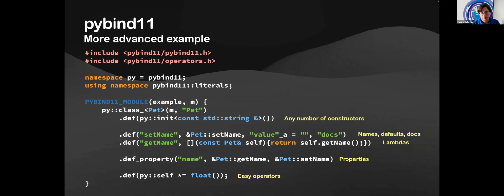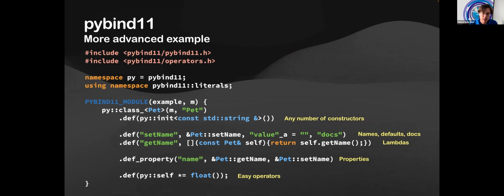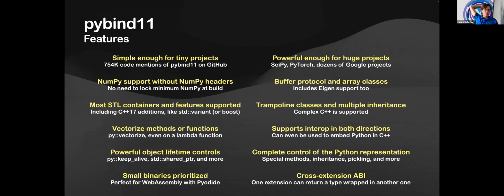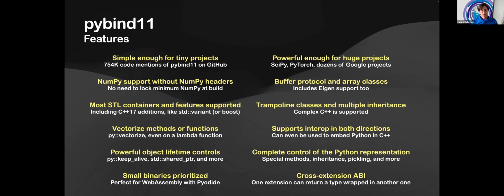Here's a slightly more advanced example just to show you that you can do things like names, and you can throw in lambda functions, you can set properties, you can do all these sort of advanced things quite nicely and simply, and really just learning a little bit more advanced C++, but not learning a new language. And it's got all sorts of really nice features. We've got over 700,000 mentions on GitHub, and we don't require NumPy to build for NumPy, which is fantastic because there's lots of caveats to requiring NumPy if you have to use it at build time.